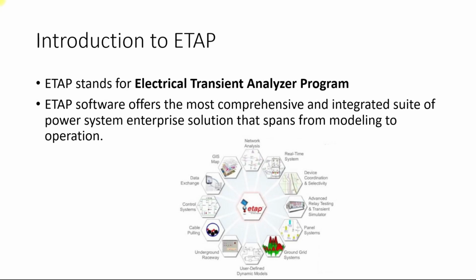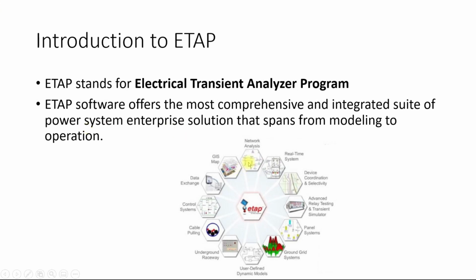So what is ETAP? ETAP stands for Electrical Transient Analyzer Program. ETAP is the most comprehensive and integrated suite of power system enterprise solutions that spans from modeling to operation. So it has lots of things you can do with it. The most common system studies you can do are protection coordination studies, you can even get the data or adjust the data in real time. Similarly, you can perform control system studies in it, even grounding type of studies. So it has a huge variety, so you can do a lot of things, but the most common thing we usually do with ETAP is the network analysis.